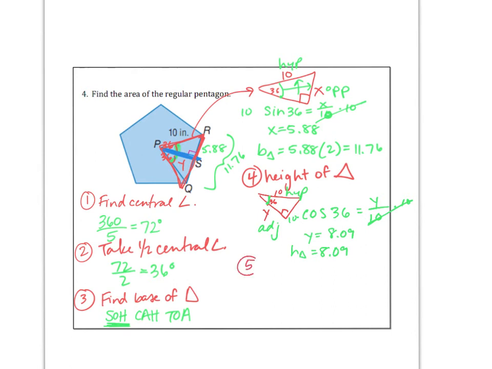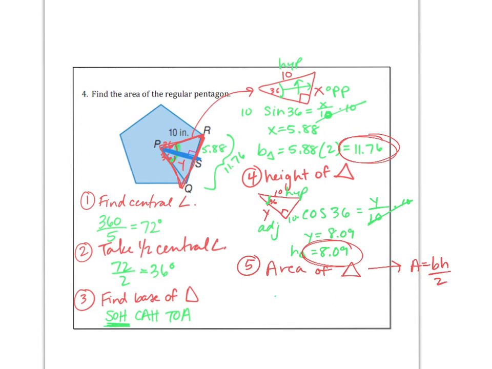Step number 5. Hey, this is cool. We have the base of our triangle. Here it is. We have the height of our triangle. Here it is. So our fifth step, step 5, is we can find the area of the triangle. So find the area of the triangle, which remember, area is going to be base times height divided by 2.